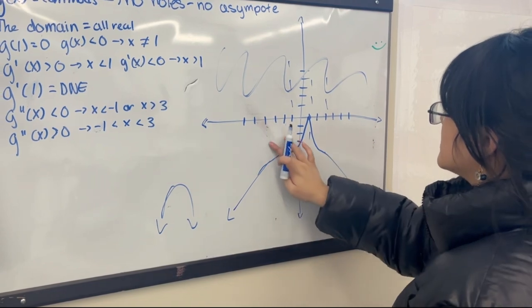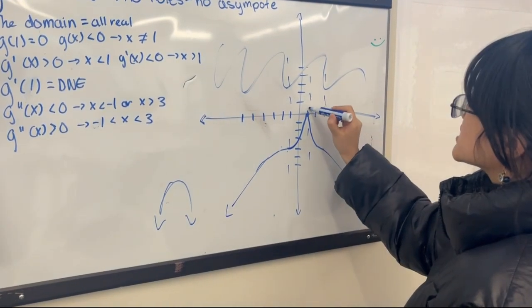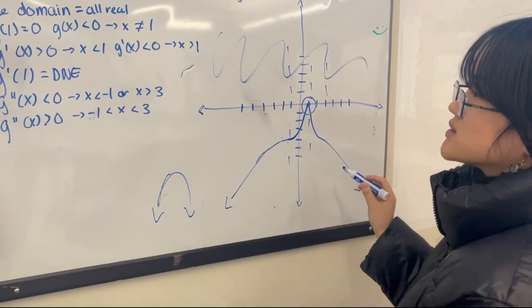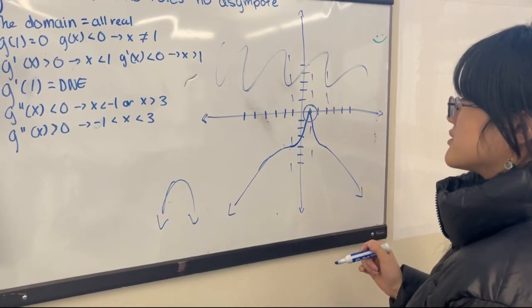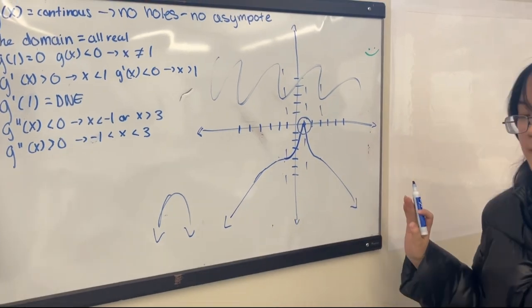I'm going to get rid of that. You can see that this is showing that sharp turn, so that's showing that g prime of 1 doesn't exist. So yes, this is what the graph looks like. Cheers.